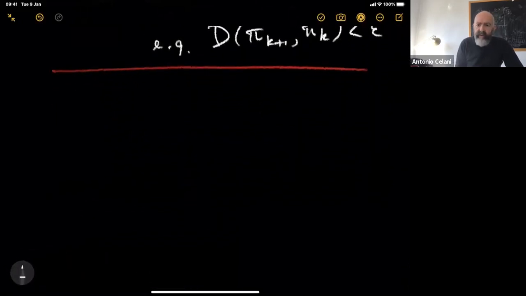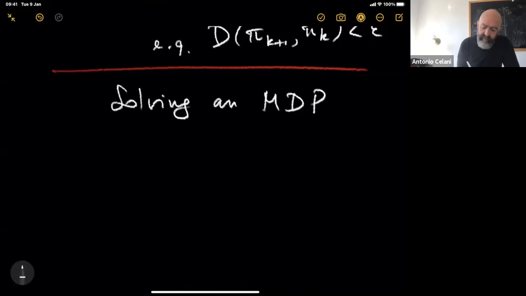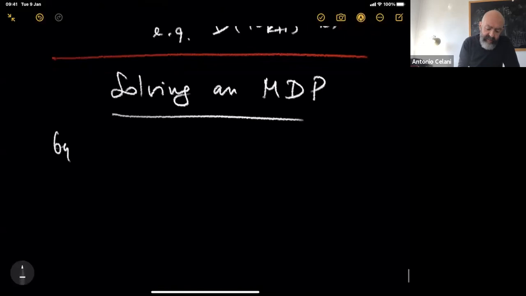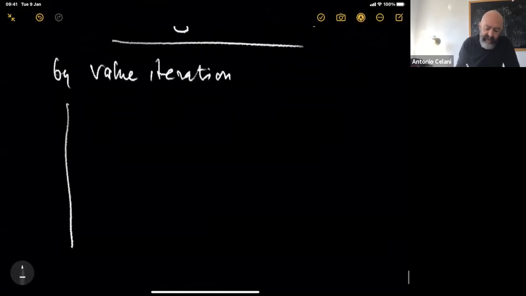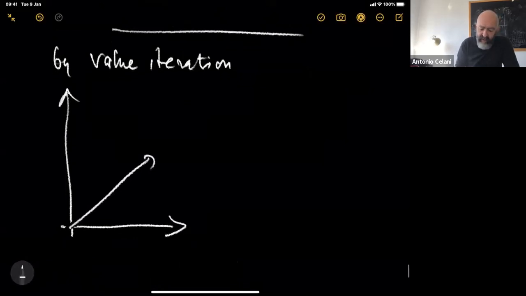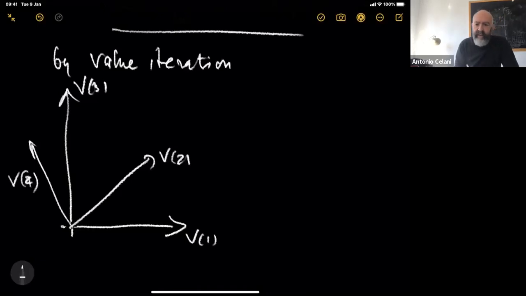So we have two possible approaches, basically, for solving an MDP. The first is by value iteration. Graphically, this means that you're working in the space of value functions. So this is abstractly the space of value functions. This is the value for state one, value for state two, value for state three, and then there may be many, many other axes that don't make any sense on a picture, but something like this.